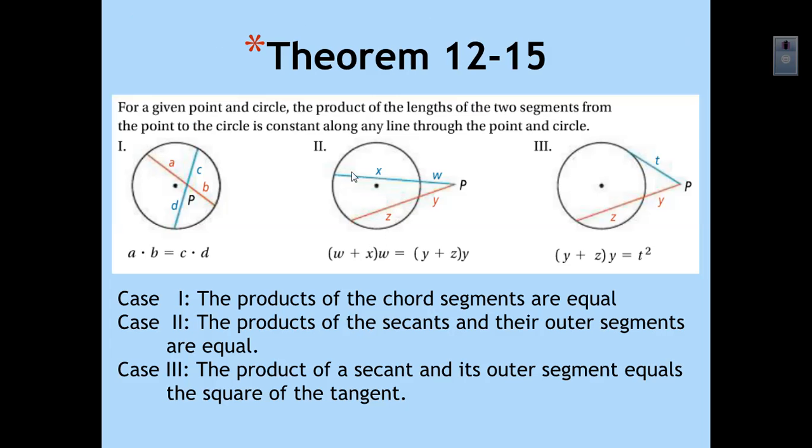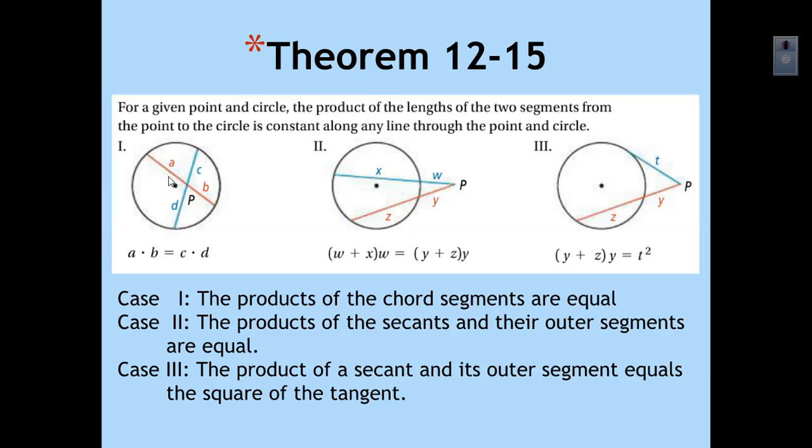All right, now let's move over to segments. For a given point in the circle, the product of the lengths of the two segments from the point to the circle is constant along any line through the point. So we're going to have three different cases here.